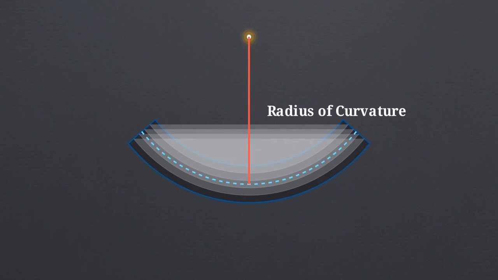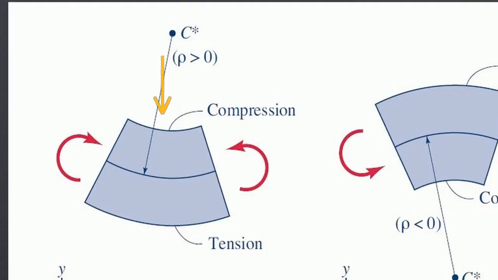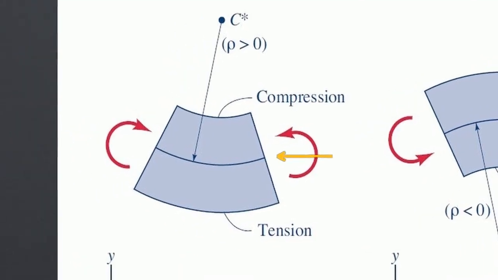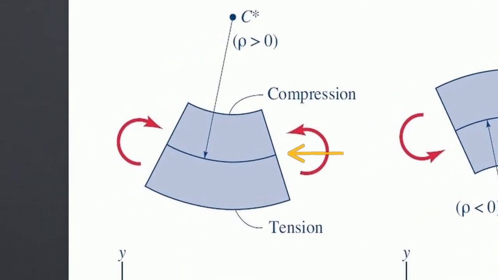Zooming in on the geometry of the bend, we can trace the curve of the beam back to a central focal point. The distance from this center to the beam is its radius of curvature, denoted by the Greek letter rho. As the beam conforms to the curve, the top fibers squeeze into compression, while the bottom fibers stretch into tension. Between them lies the neutral axis. On this exact plane, the material experiences zero stretching and squeezing. Its length does not change.